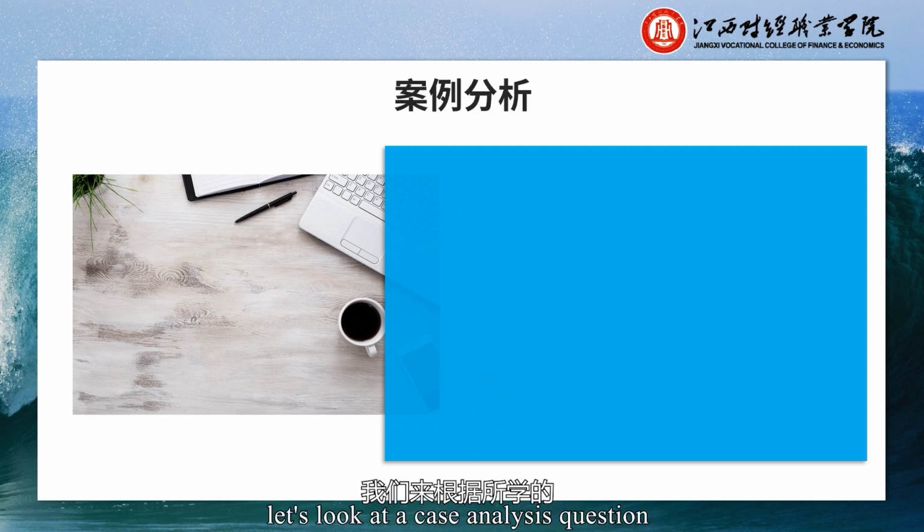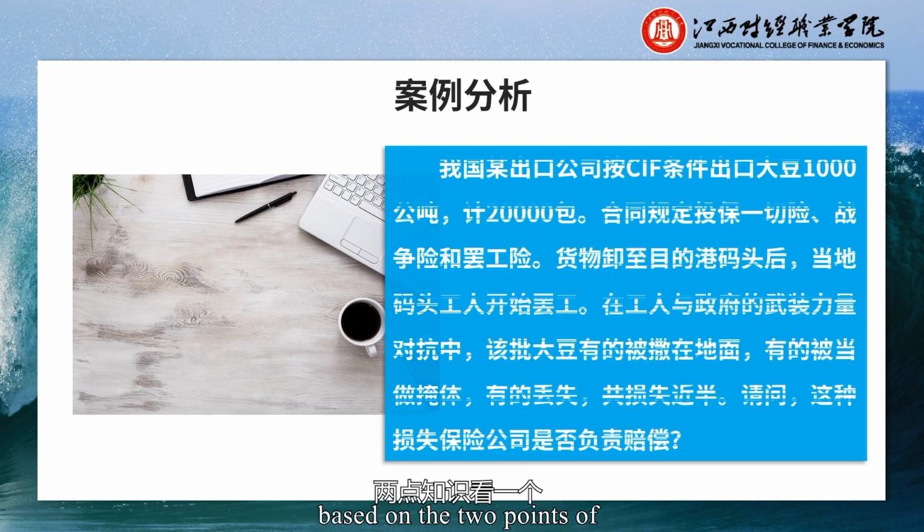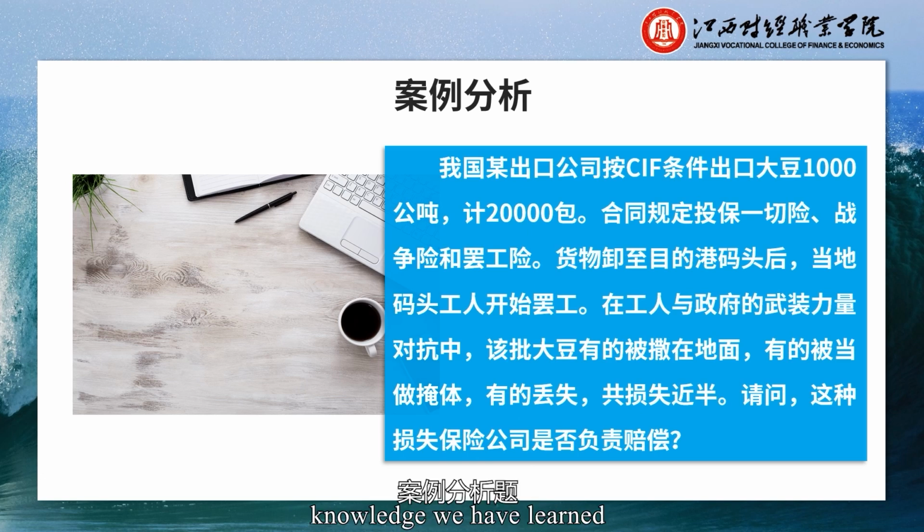Finally, let's look at a case analysis question based on the 2 points of knowledge we have learned. A certain export company in China exported 1,000 metric tons of soybeans under CIF terms, totaling 20,000 packages. The contract stipulates the purchase of all risk insurance, war risk insurance, and strike risk insurance. After the goods were unloaded at the destination port, local dock workers began to strike.